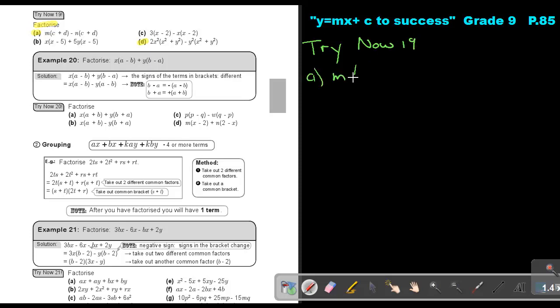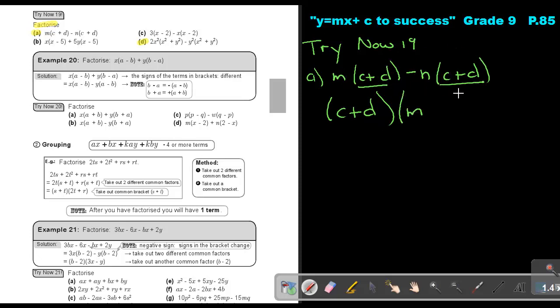So it's m(c + d) minus n(c + d). Look, there's two terms, 1, 2. Can you see that the brackets are the same? Yes. Take it out as a common factor. Now, remember, if you divide this by this, the bracket will cancel and what will be left? m. If you divide this by this, the bracket will cancel and what will be left? n. And that's the final answer.